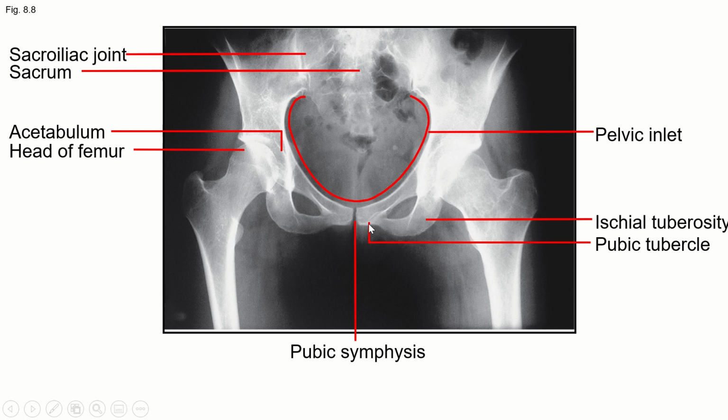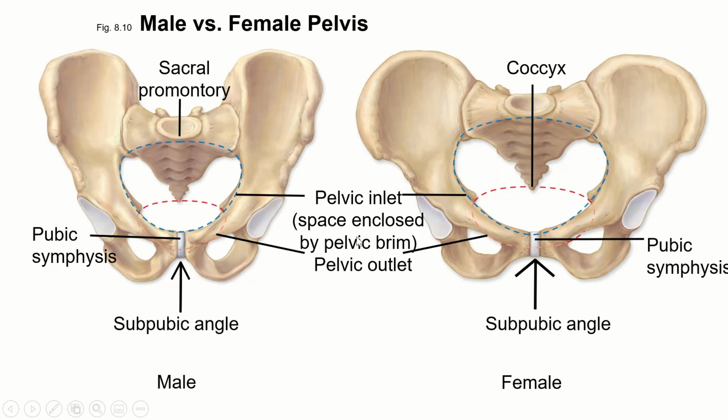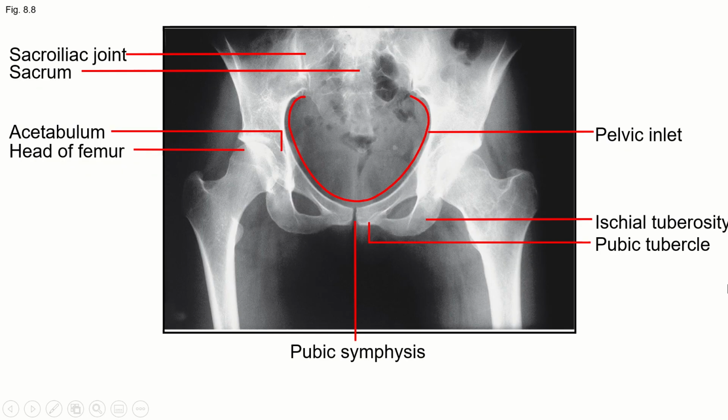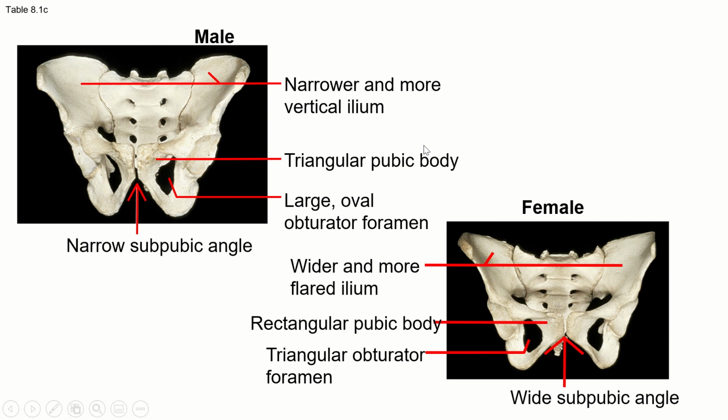Okay, don't confuse the pubic tubercle with the symphysial surface. I keep wanting to say pubic surface. Symphysial surface. So there's the symphysial surface and then the pubic tubercle. Okay, so that is the pelvis and the os coxal bones. And up next, we will learn the markings of the femur.